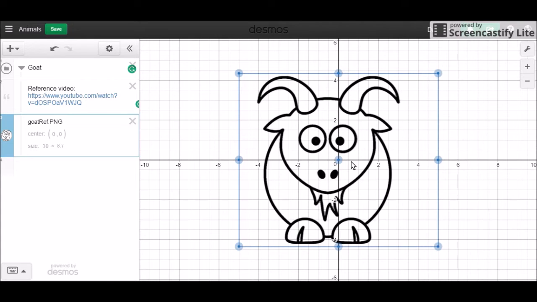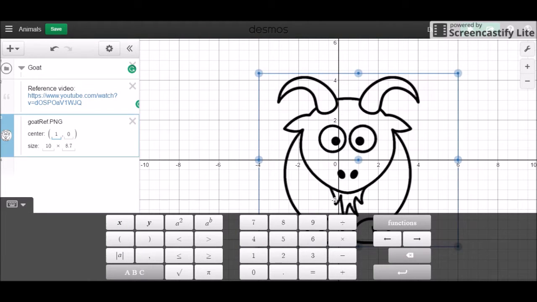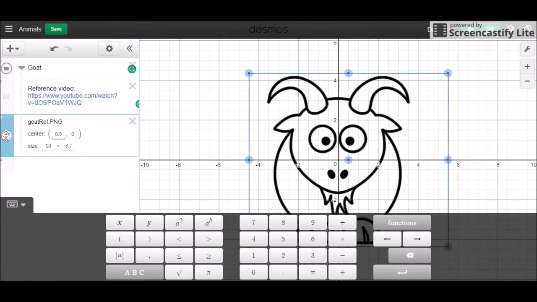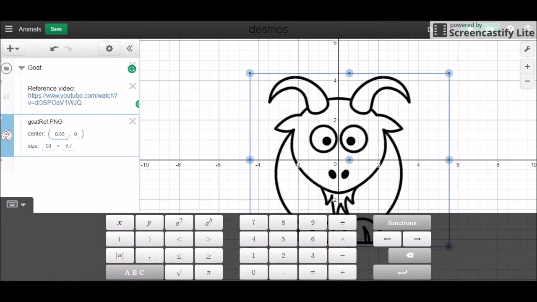This one looks off-centered, so I'm going to recenter it. You can manipulate this one. The Y coordinate looks centered, but this one is not positioned where I want it to be, so I want to move it over. That's good enough. I'll work with that.